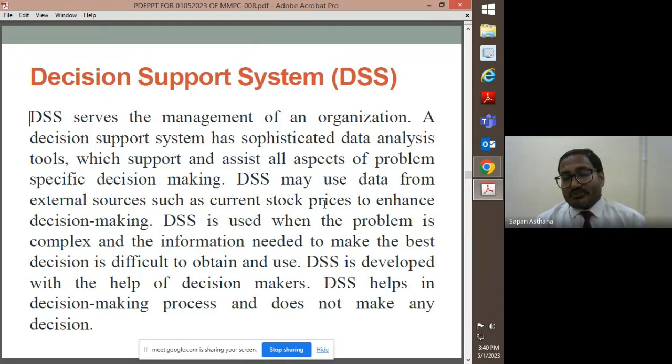A decision support system is developed with the help of the decision makers. DSS helps in the decision making process and does not make any decision.